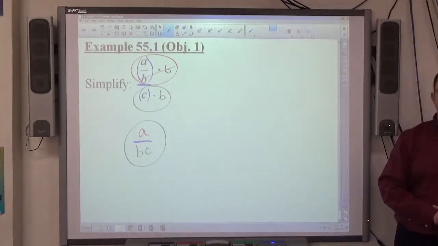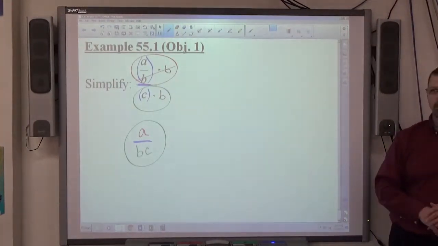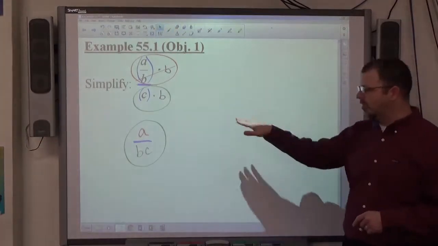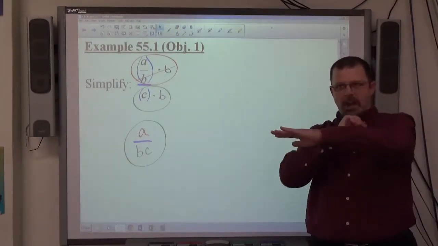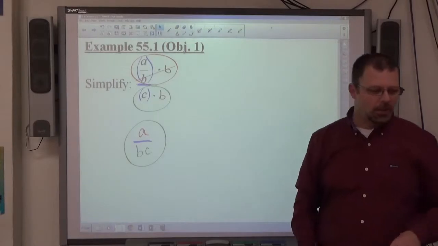Make a simple fraction. That's all you're trying to do. You don't want fractions inside of fractions. Once you get to a simple fraction, something that isn't a fraction over something that isn't a fraction, your answer is there.